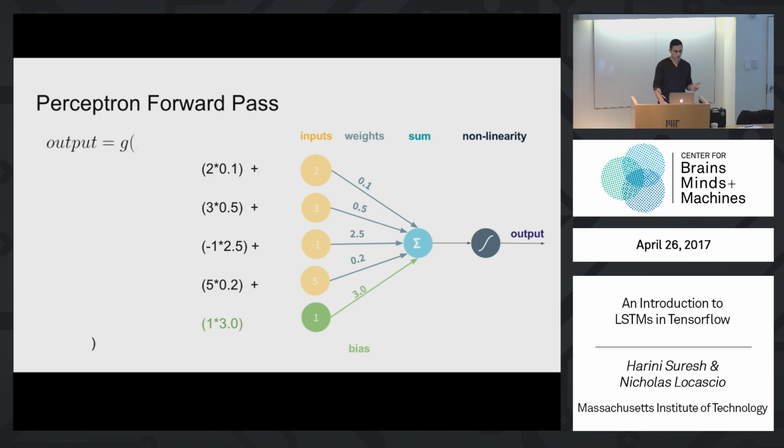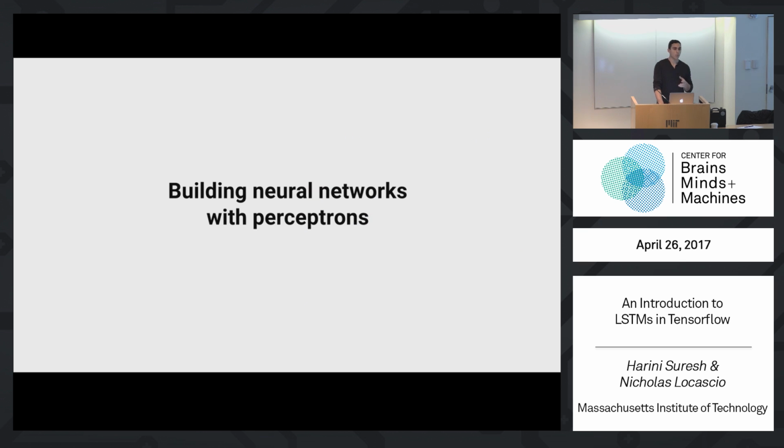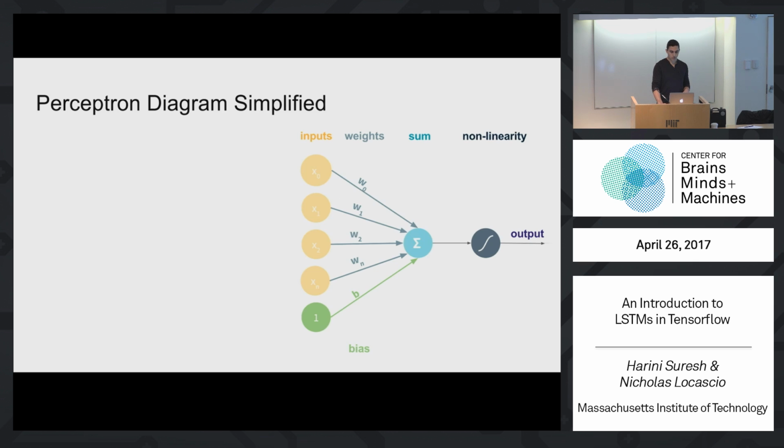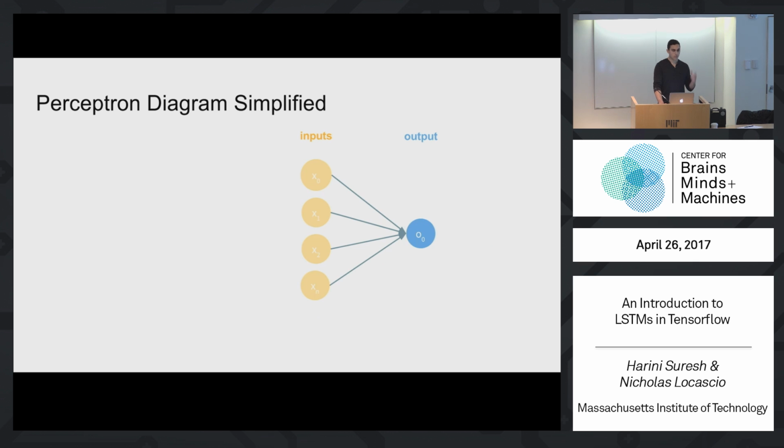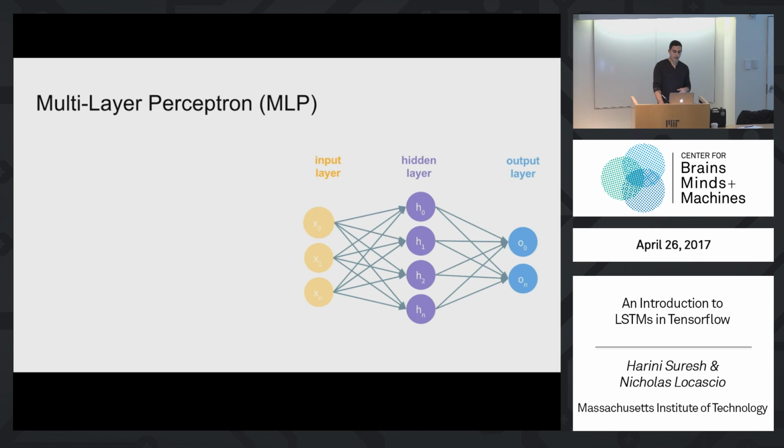If we look at the forward pass of a perceptron, we pass in some inputs as numbers, multiply by our weights, add them up, apply our nonlinearity, and we get some output number. That's just the perceptron, but if we want to build entire neural networks, we need to composite these things together. If we simplify our diagram a little bit, we just have some inputs and they go to some node. We can write multi-output perceptrons where we have 2 perceptrons that lead to multiple outputs. And we can even stack them together to create neural networks like this.